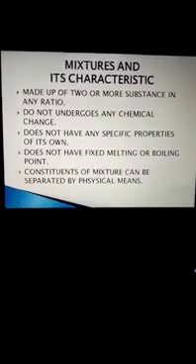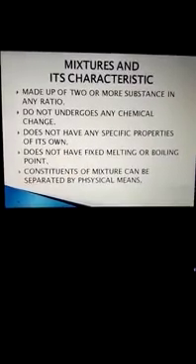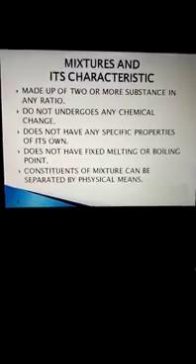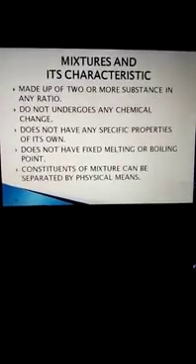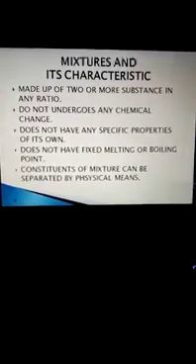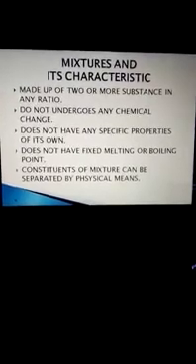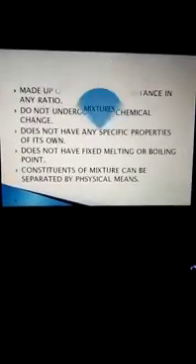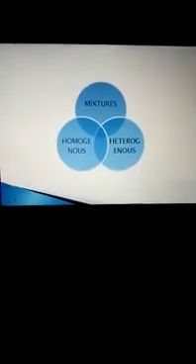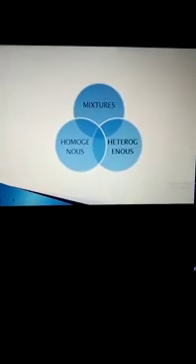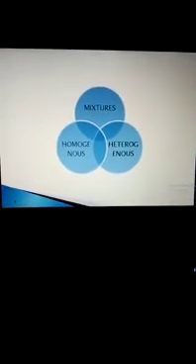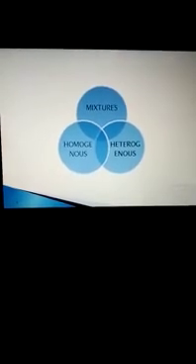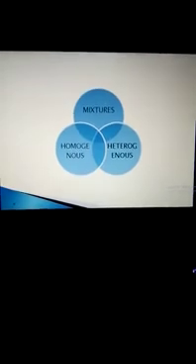Constituents of a mixture can be separated by physical means as well. In detail, we'll study further in this chapter how we can separate different mixtures by different means. Now, mixtures can be of two types. As it is impure, mixed in any ratio, different elements or compounds get mixed in different types of mixtures, that are homogeneous mixtures and heterogeneous mixtures.